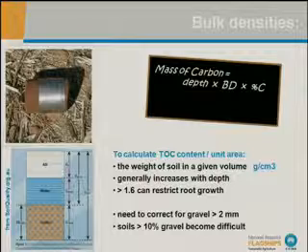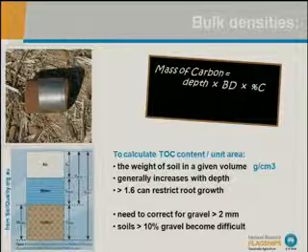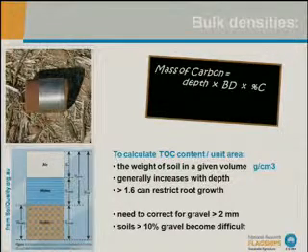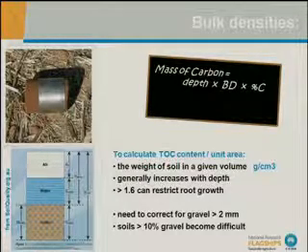Moving on to bulk density, simply the weight of soil in a given volume. And we need that in order to calculate total organic carbon content on a unit area. So we know that bulk density generally increases with depth, and bulk densities above 1.6 can restrict root growth.